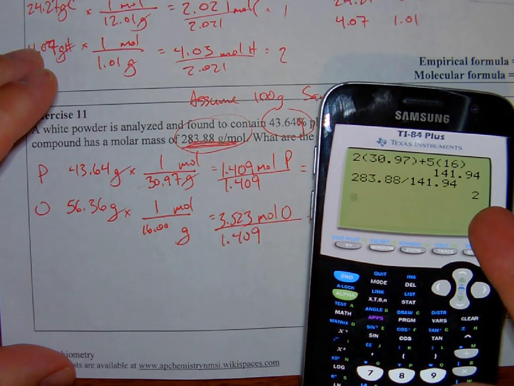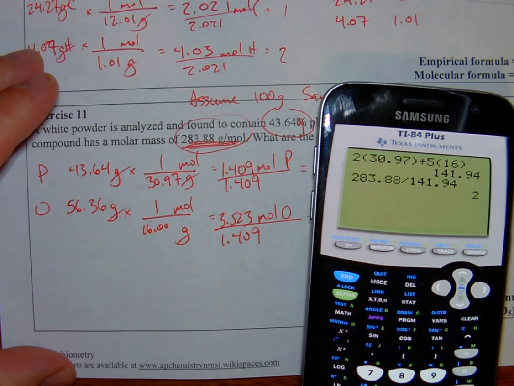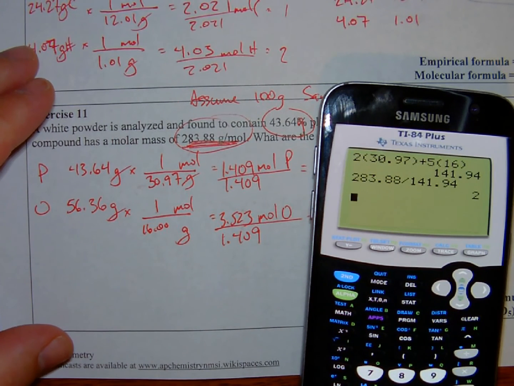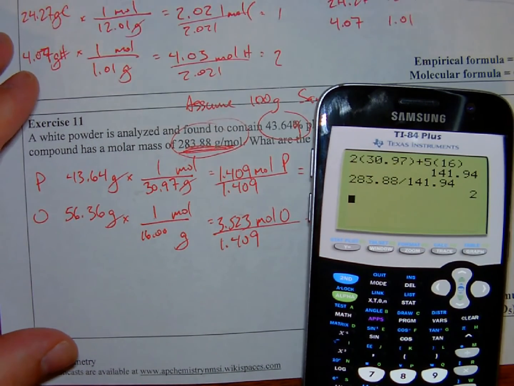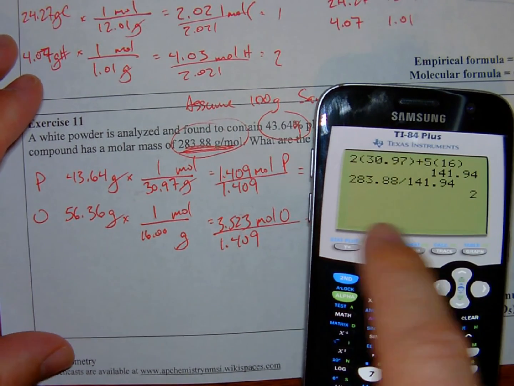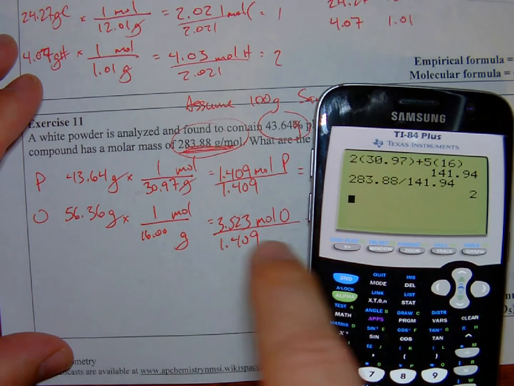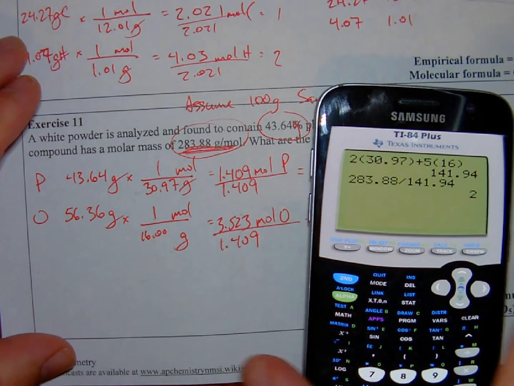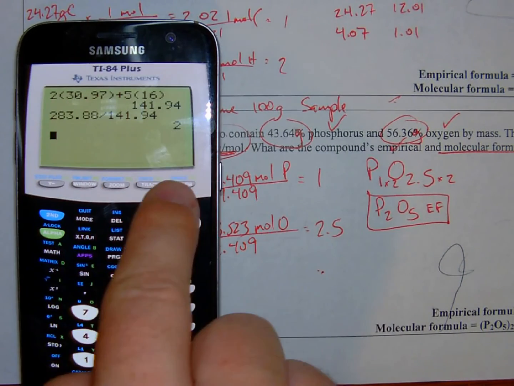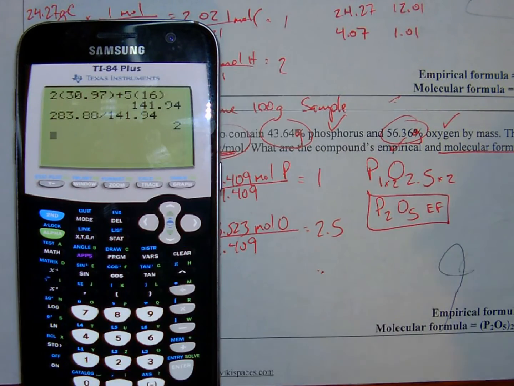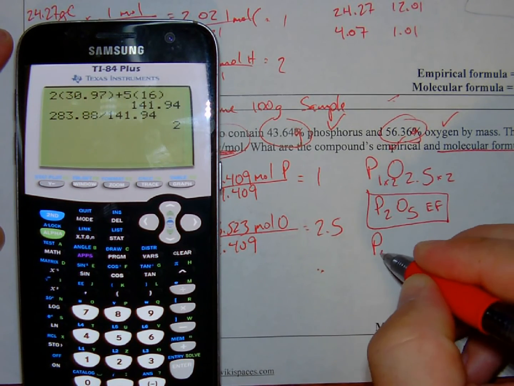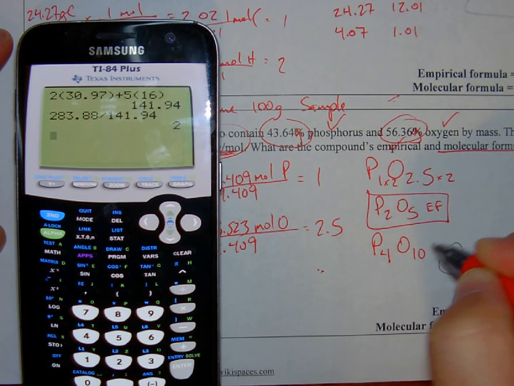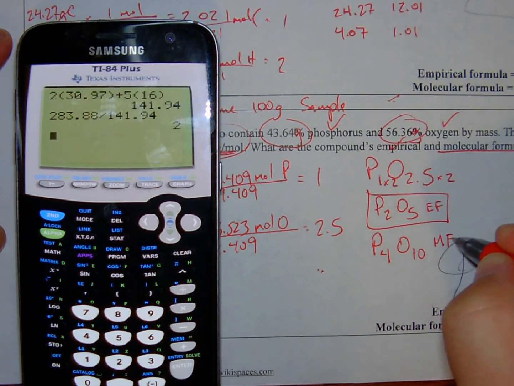Now, this is 2 examples in a row that have gone very, very smoothly and given me very, very round numbers. That's what you're going to see on the AP exam. You're not going to see something like 2.3 or something wacky and difficult. You're going to see something that, if you're using the correct procedure, the numbers will make sense. So I'm going to take that 2 that I just found out and multiply each of these subscripts by the 2. So that means P4O10 is the molecular formula.